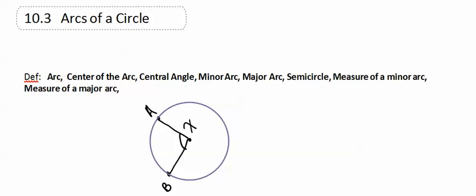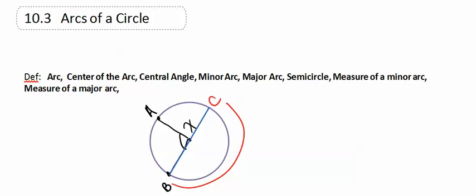As you probably already know, a semicircle is half of the circle, and it's formed by making a diameter. So BC would be considered a semicircle. It's 180 degrees, and again, half of the circle.